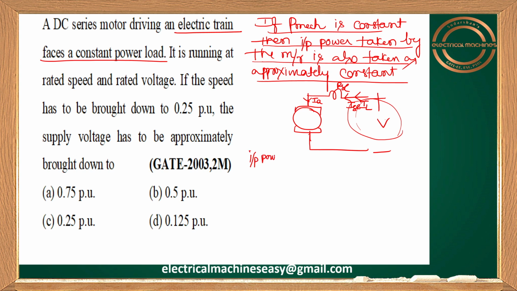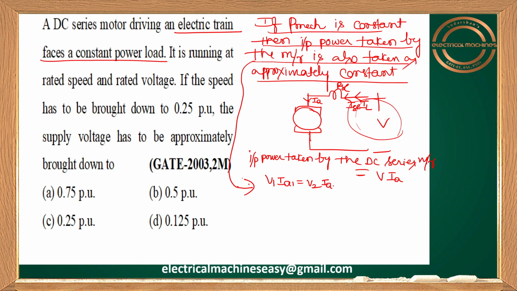Let me write here: input power taken by the DC series motor, I can take it as V into IA. Whenever the mechanical load applied to that motor is constant, the input power taken by the motor is also approximately constant. So the input power taken by the DC motor is V IA. Therefore, I can write V1 IA1 equals V2 IA2. Very simple.